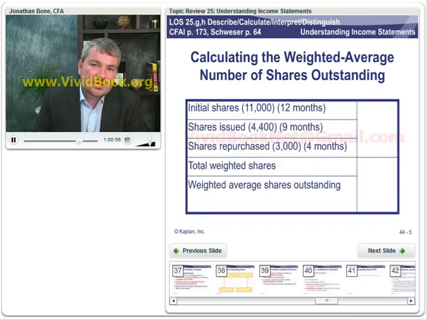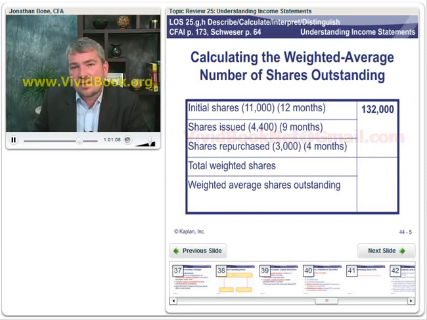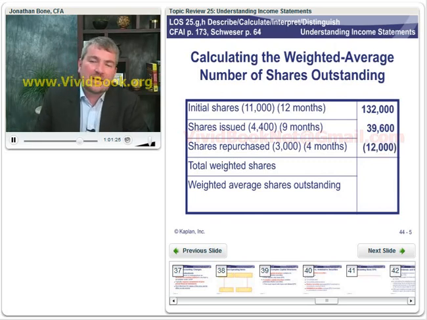So our initial shares are in issue for 12 months of the year, so we're just going to take our 11,000 and multiply by 12, and that gives us 132,000. The 4,400 shares were in issue for 9 months of the year, so let's multiply by 9 to get 39,600. Finally, the shares repurchased were repurchased at the beginning of September, so September, October, November, December, 4 months of the year remaining, so multiply by 4 and we get 12,000.